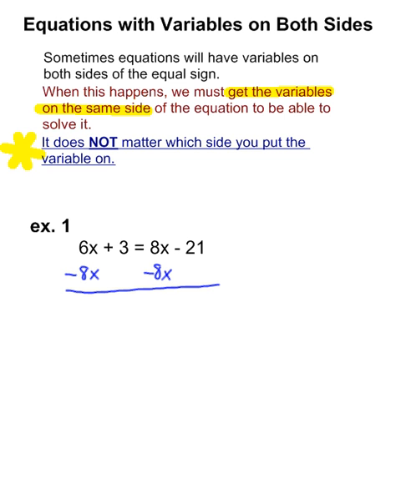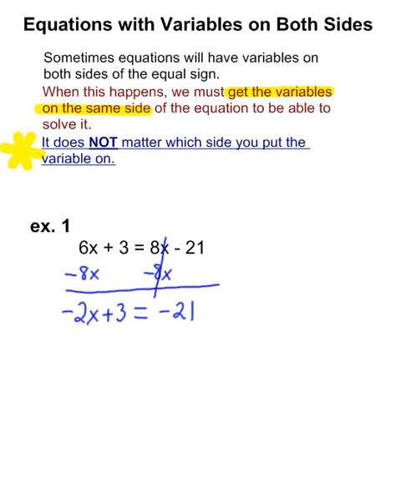So I've subtracted 8x on both sides, and now I'm going to cancel it on the right side, and all I'll have over there is a negative 21. On the left side, 6x minus 8x is negative 2x, and then I'll drop down the plus 3.